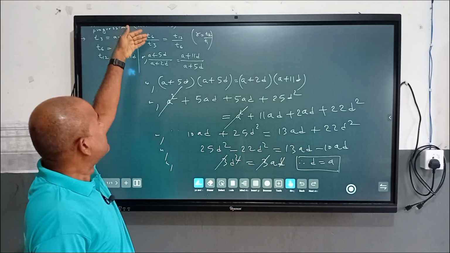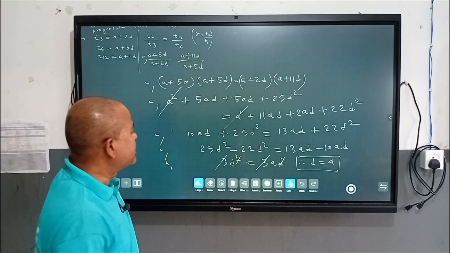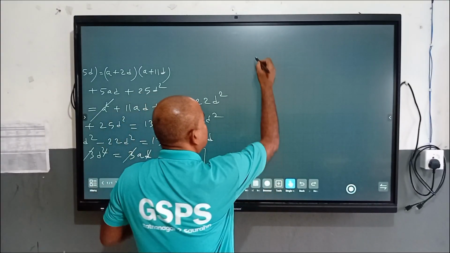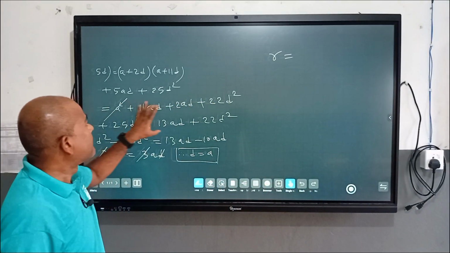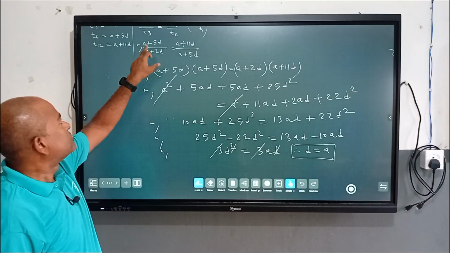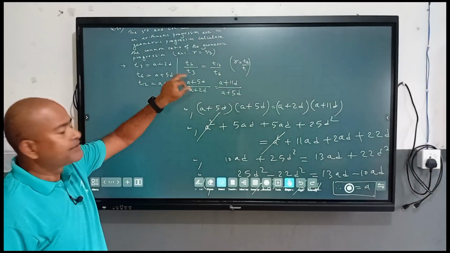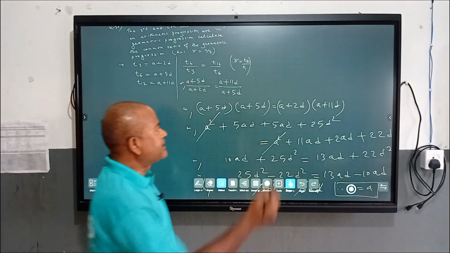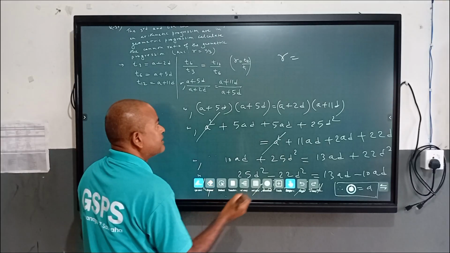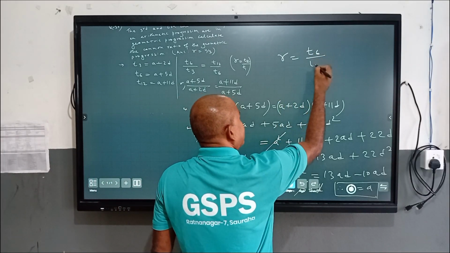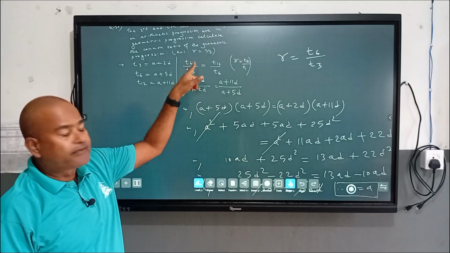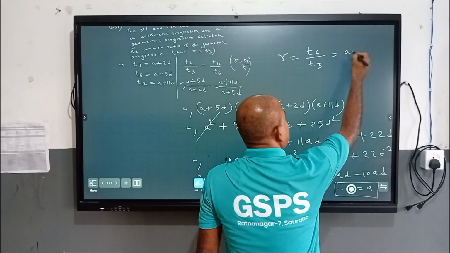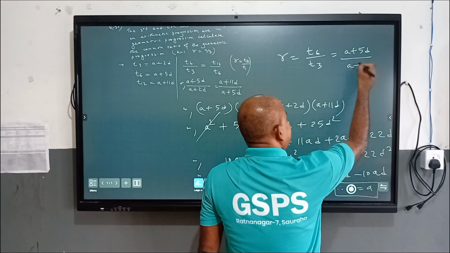So according to the question, now we have to find out the common ratio of geometric progression. So let's find out common ratio. The value of common ratio is equal to T6 divided by T3. Dear students, common ratio R equals T6 divided by T3. If we put the value of T6 and T3, then we'll get the common ratio. T6 means A plus 5D and T3 means A plus 2D.